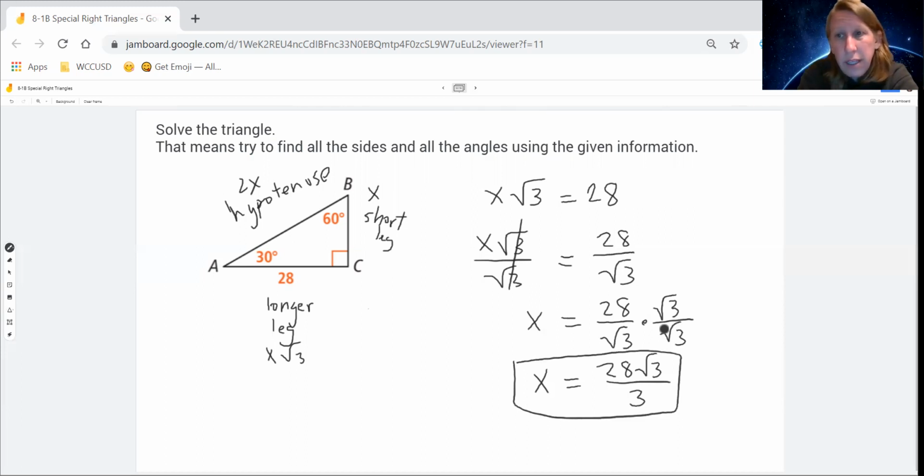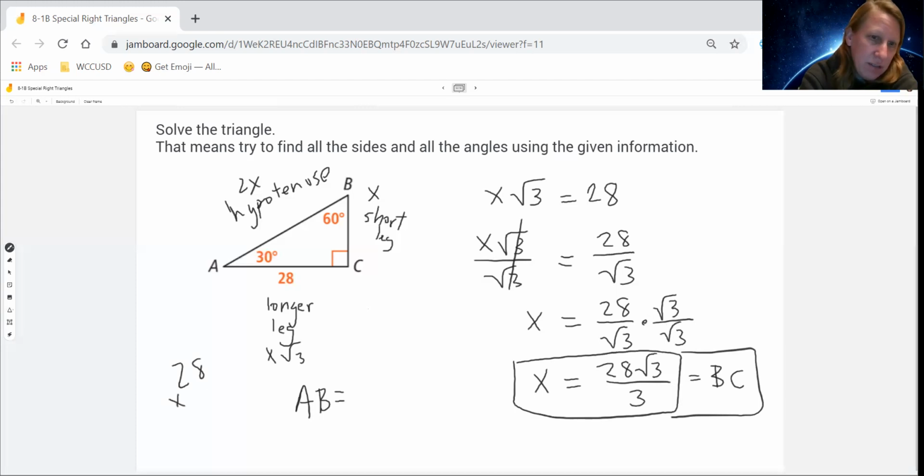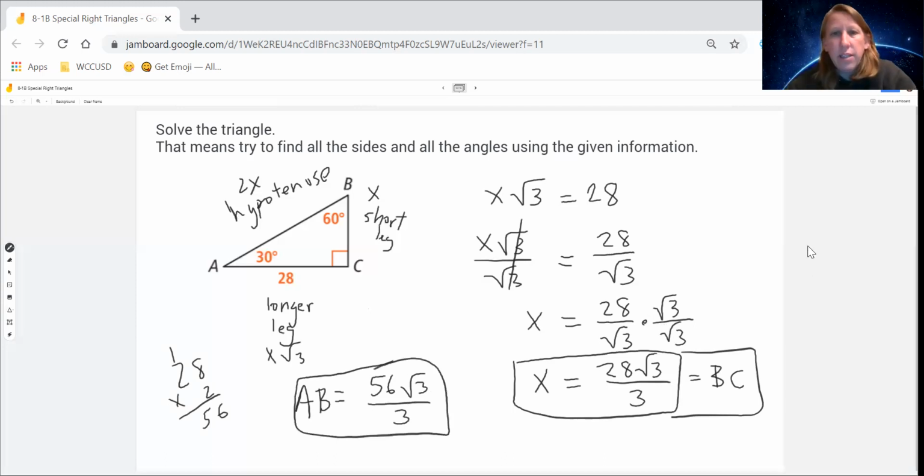Okay, if you want to find the hypotenuse, so that's BC, if I want to find the hypotenuse, then I would multiply that by 2. So I would do 28 times 2. AB is 28 times 2, which is how much? Okay, so this would be 56 times the square root of 3 divided by 3. Wow, that's annoying. Okay, those are the answers.